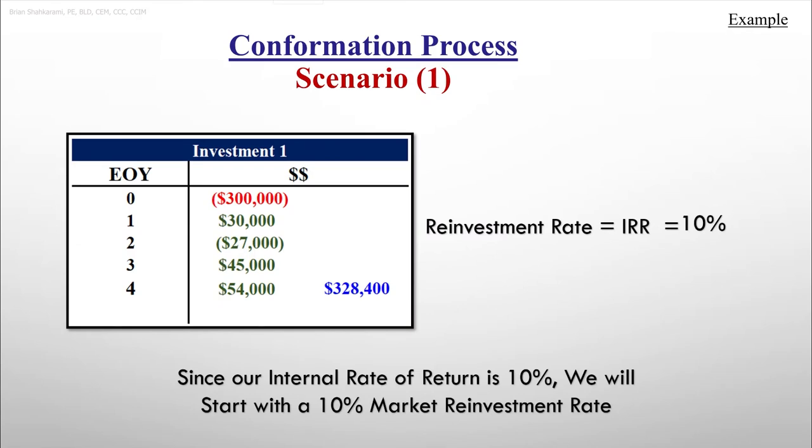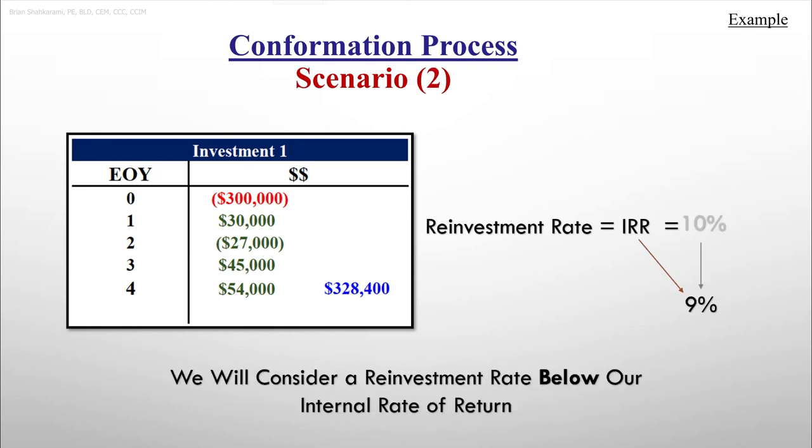So to recap, we will do this conformation process for scenario 1 using a 10% reinvestment rate, which incidentally is the same as our internal rate of return. For scenario 2, we will consider the same, but with a 9% reinvestment rate. And for scenario 3, we will consider the same using an 11% reinvestment rate. To make it flow better, I will start with the reinvestment rate of 9%, then go to 10%, then go to 11%.